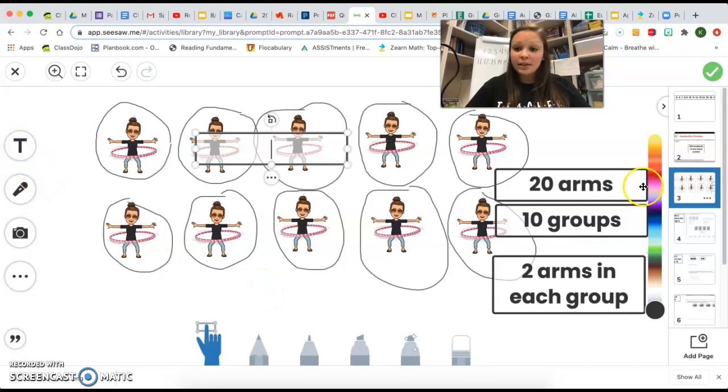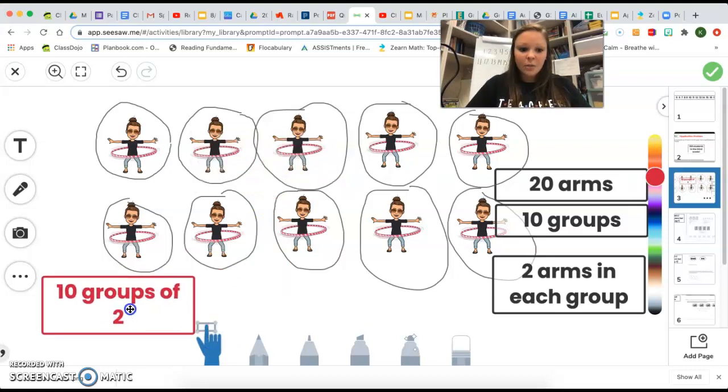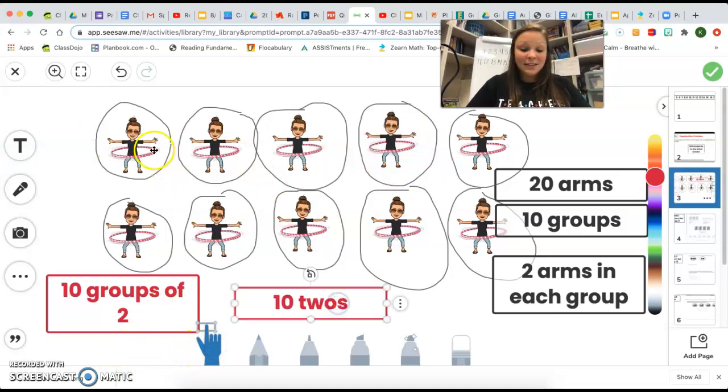So what I really could say is that I have 10 groups of 2. Another way I could write that is to say that I have 10 twos, because I do have 10 groups of 2. Saying 10 groups of 2 and 10 twos is the same thing. But here's one more way that we could say it.